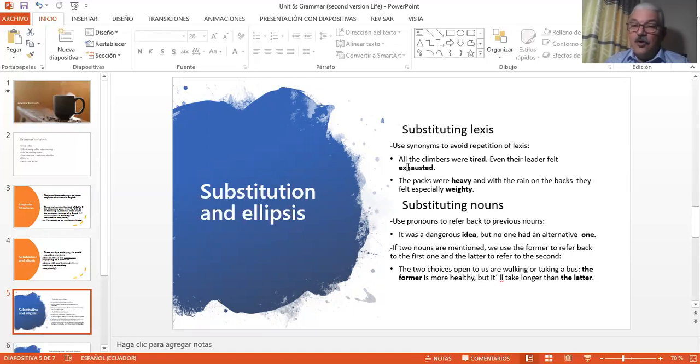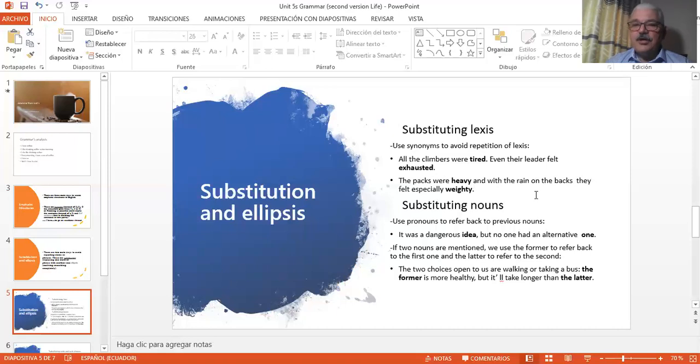Like this one. All the climbers were tired. Even the leader felt exhausted. So they are synonyms. Instead of repeating the same word, I will substitute the second so that we may impress our listener with our vocabulary. Okay, the same here, the second example.